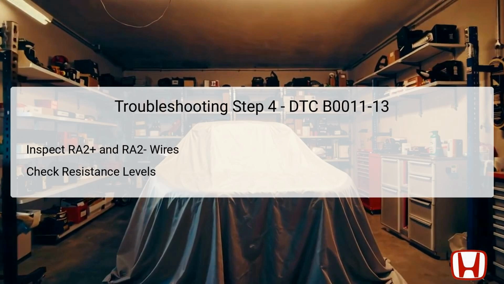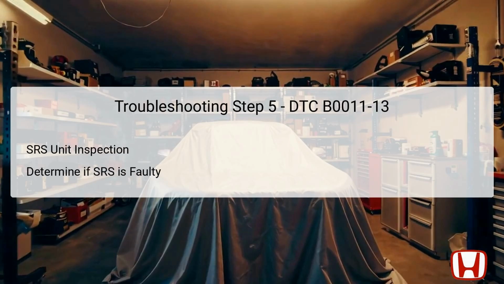Normal conditions require that the resistance level for both RA2+ and RA2- should be less than 1 ohm. Performing this inspection will help identify if there are any open circuits or excessive resistance leading to the stored error code. If abnormal resistance is detected, it indicates a wiring issue that must be addressed to ensure proper airbag deployment functionality.